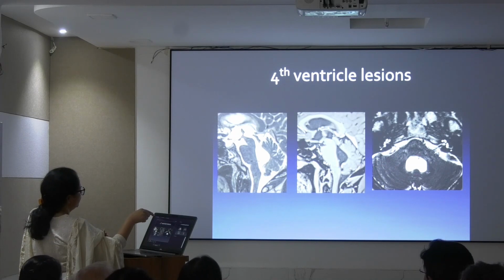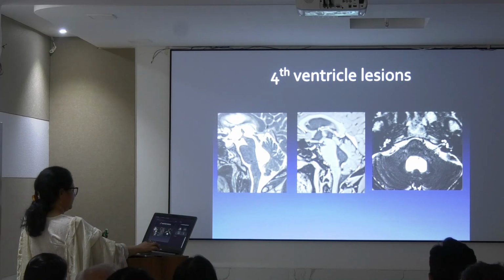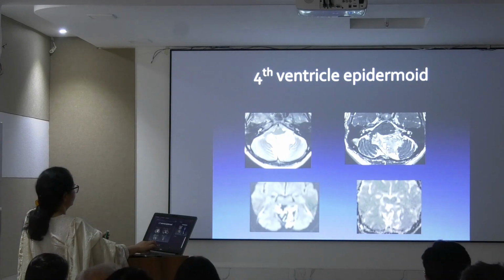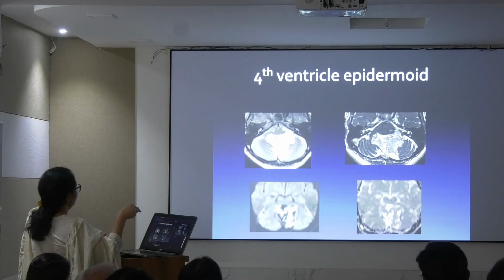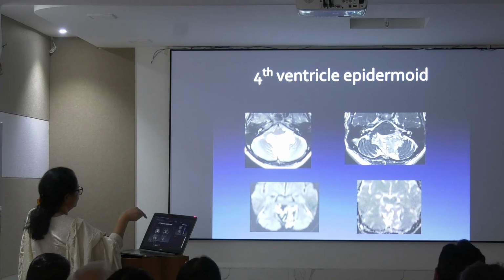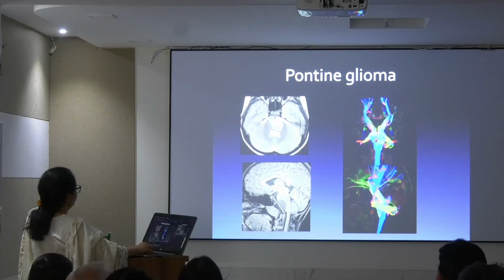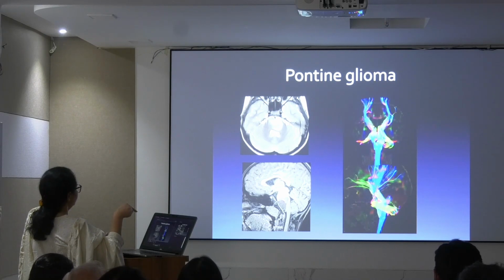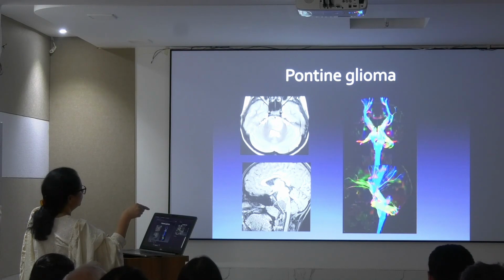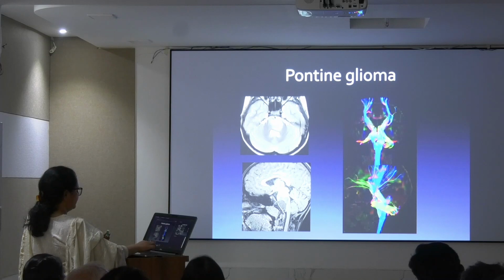The cystic image has shown this is an intraventricular cysticercus cyst. The same thing, a fourth ventricular epidermoid. Epidermoid has specific characteristics of being bright on diffusion. Posterior fossa tumors in children present with vomiting, giddiness, lower cranial nerve palsy. This is the DTI image where we are seeing the right-sided tracts being destroyed.